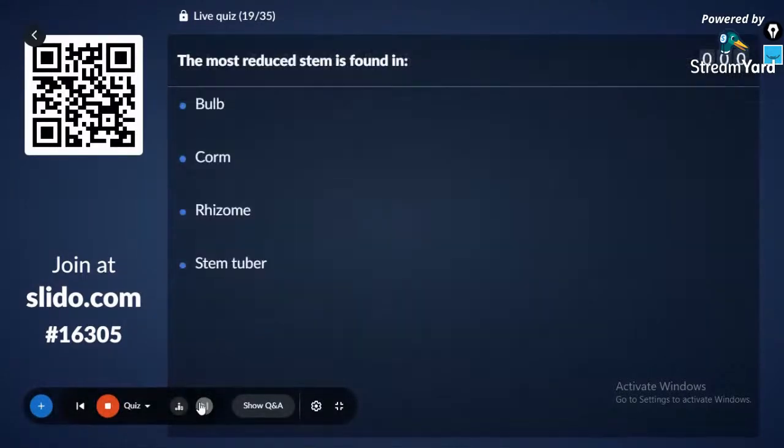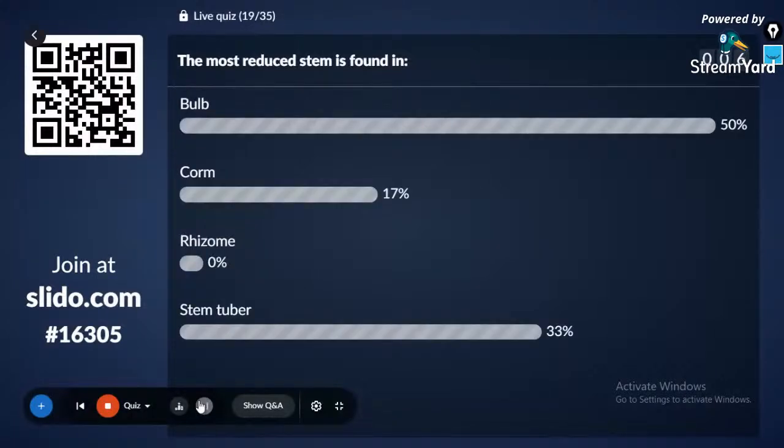The most reduced stem is found in bulb, corm, rhizome, stem tuber. Perfect. Guys, the correct answer is corm. The most reduced stem is found in corm. Next question on the screen.